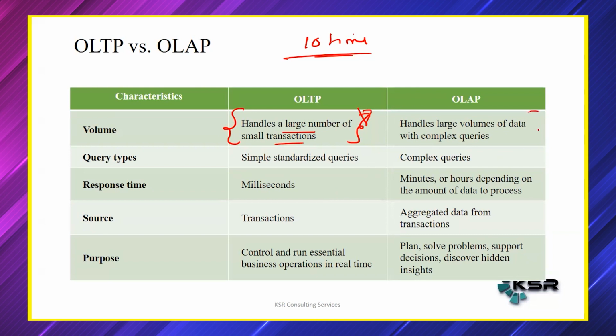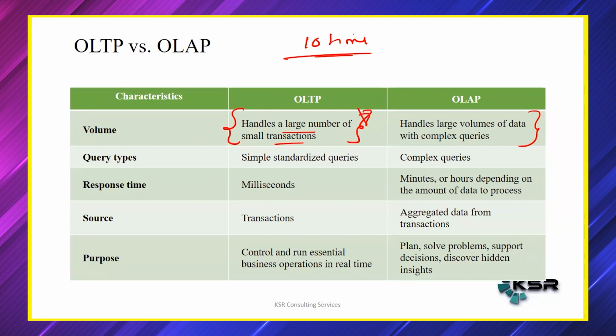But if you go with OLAP, they have some complex queries. What are these complex queries? How many times he has added to the cart? How many times he has removed from the cart, how many times he has browsed the product, how many times he has seen the features, how many times he has seen the review. Oh my God, it's a complex analysis, right?